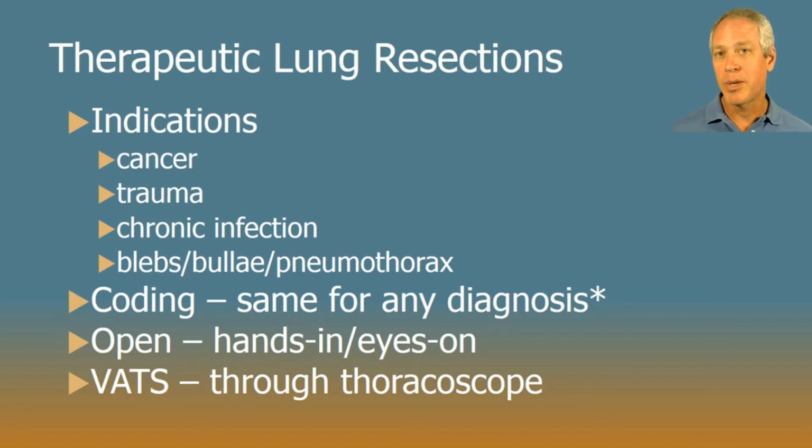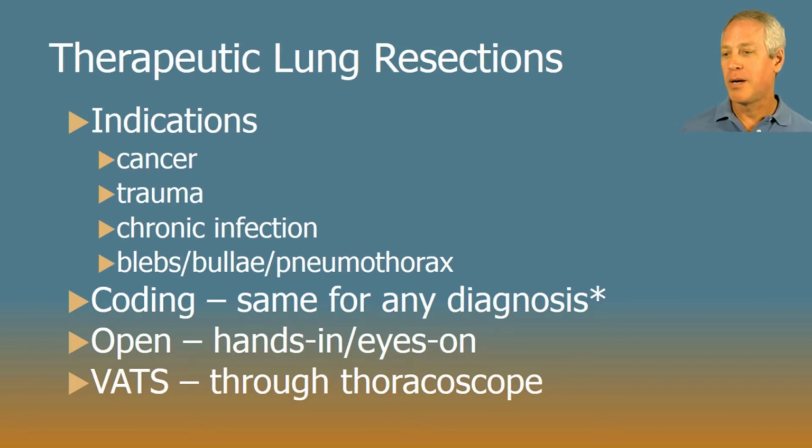Chronic infection like an empyema or tuberculosis, sometimes that's all that can be done, is just to take out the lung, the whole thing. Or if the lung itself is affected by a large number or large size of blebs, bullae, that is, things that can leak and cause recurrent pneumothorax, it may require a lung resection, hopefully just of a segment, maybe a lobe, but occasionally the whole thing. So the coding is the same for any diagnosis as well, just like the thoracentesis before. It's the approach that matters too.